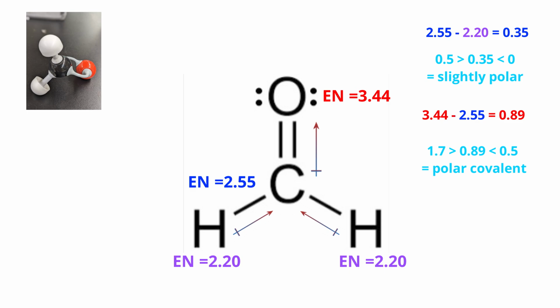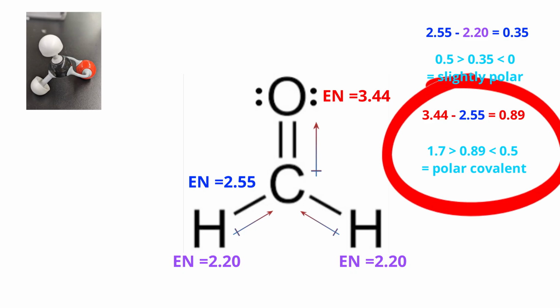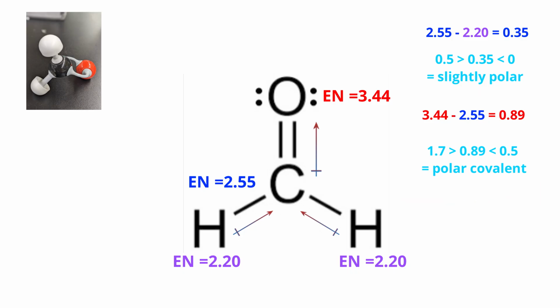Now that we've found the polarity within each individual bond, we can figure out if this molecule is polar or nonpolar. Formaldehyde is polar because it has at least one polar covalent bond, the one between carbon and oxygen, as well as an overall asymmetrical arrangement of these bonds, which prevents the polar bonds from canceling each other out. It is also easy to tell by looking at the Lewis diagram that the molecule is polar because all of the polarity arrows are going in the same direction.